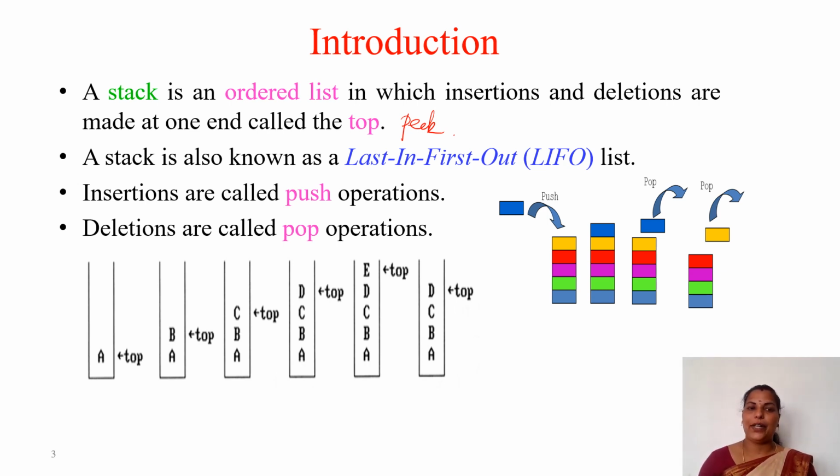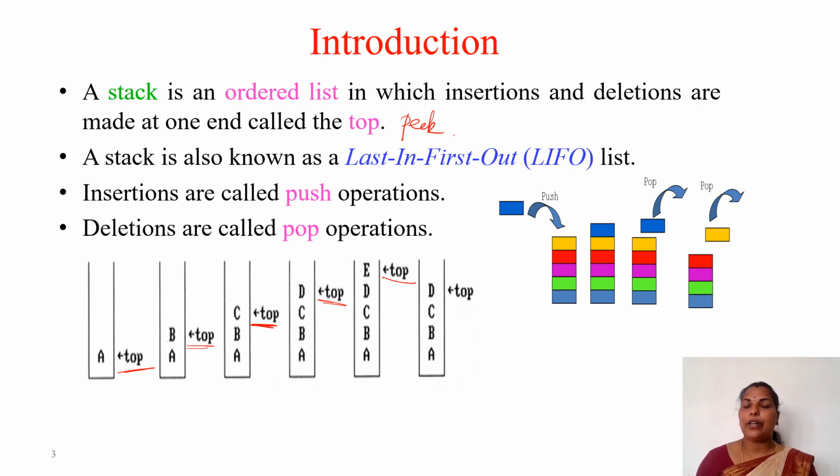So here I have given you an example. This is the stack. First A is pushed into the stack, so the top pointer is pointing to this A. Next B is pushed into the stack, so the top pointer is moved to the B position. Then C is pushed into the stack, so top is pointing to C. Then D is pushed into the stack, so top is D. E is pushed into the stack, so top is pointed to E.